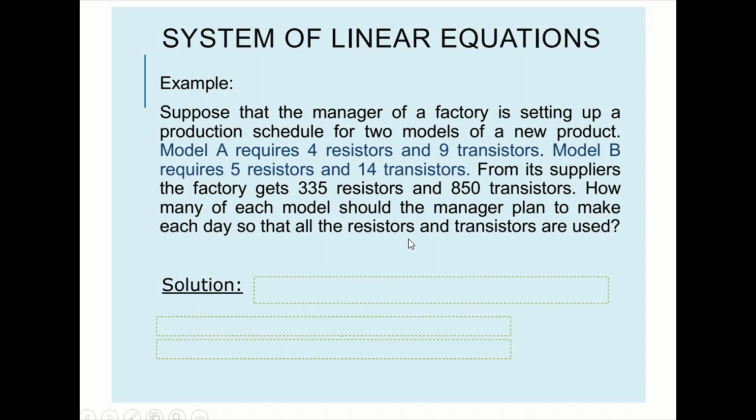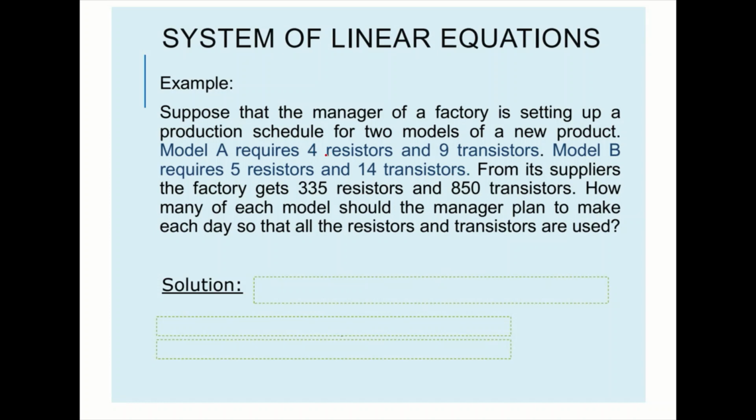Suppose that the manager of a factory is setting up a production schedule for 2 models of a new product. So this manager is planning to set up a schedule for 2 models, model A and model B. Model A requires 4 resistors and 9 transistors. Model B requires 5 resistors and 14 transistors.